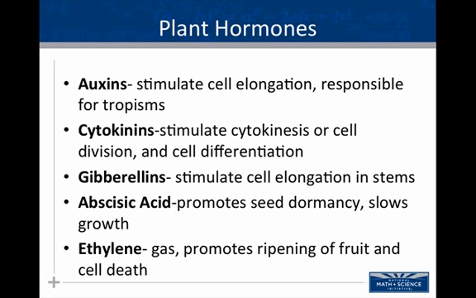list and describe some functions like stimulating cytokinesis, responsible for tropisms. They stimulate cell elongation. They slow growth. They promote seed dormancy. They promote ripening of fruit. Those types of things. So these are responses. These are hormones that elicit responses via that signal transduction pathway in these plants.